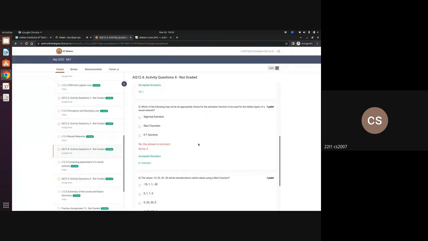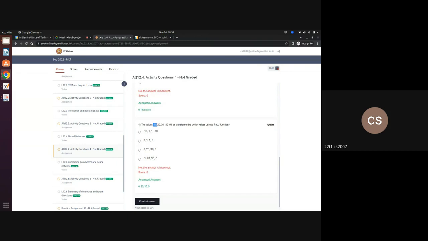So the 0-1 loss, if we use it in some hidden layer as an activation function, since we have seen 0-1 is not a continuous function, it is definitely not differentiable. So we cannot use this function. This is not an appropriate choice. Okay. All right.